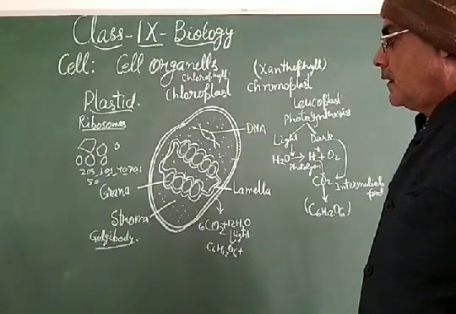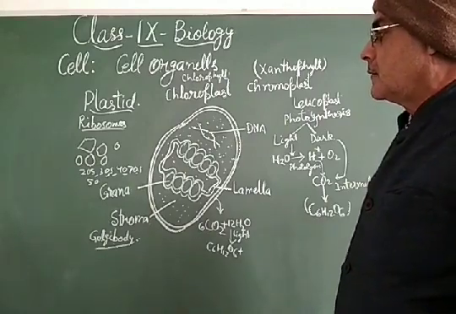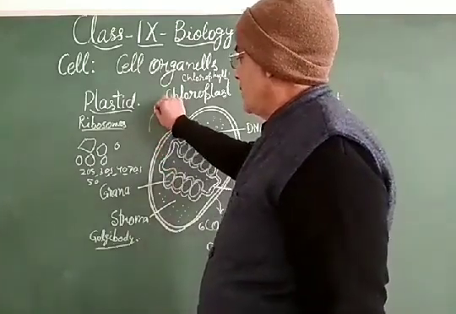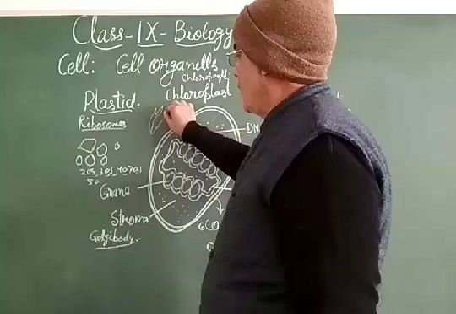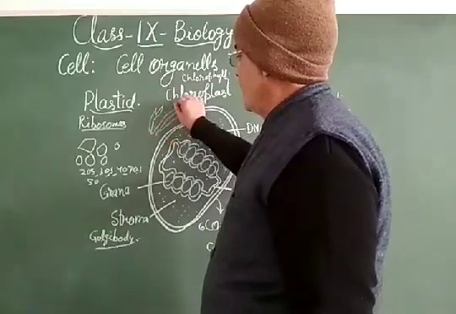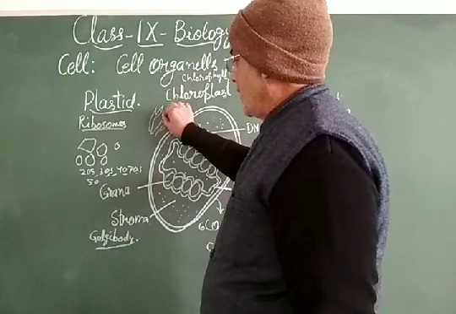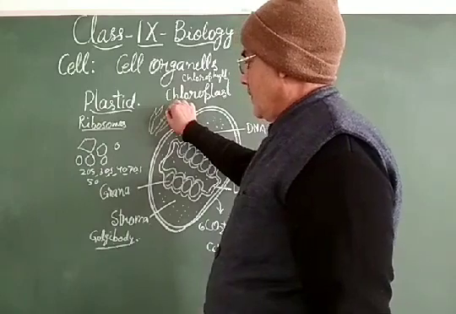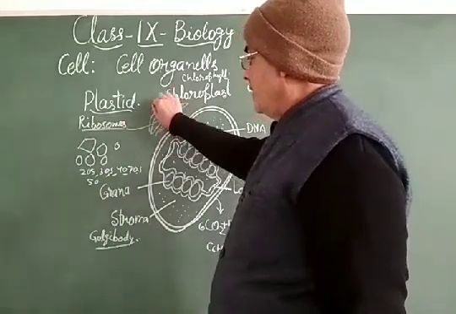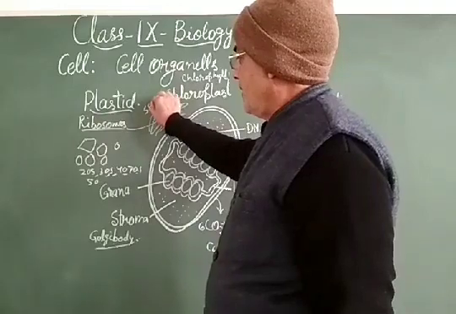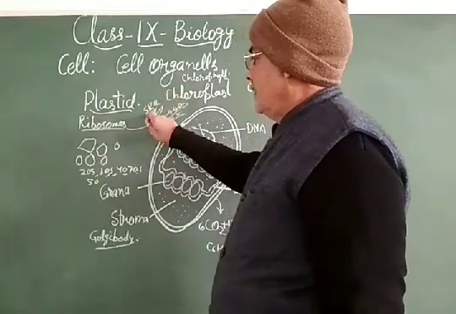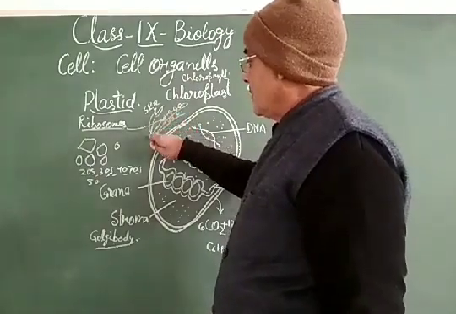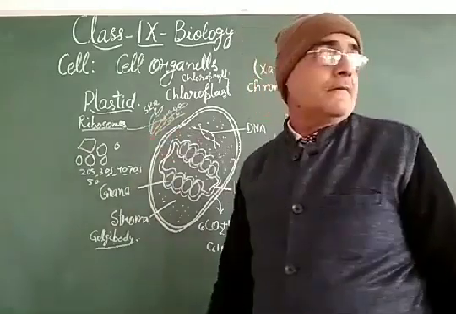Dear students, if you go to other organelles like the endoplasmic reticulum, that is called the cytoskeleton, and this is spread throughout the cell. The one having ribosomes on it is called rough endoplasmic reticulum. This is SER, the smooth endoplasmic reticulum, and this is the rough endoplasmic reticulum. Lipid synthesis is done by this endoplasmic reticulum inside the cell.